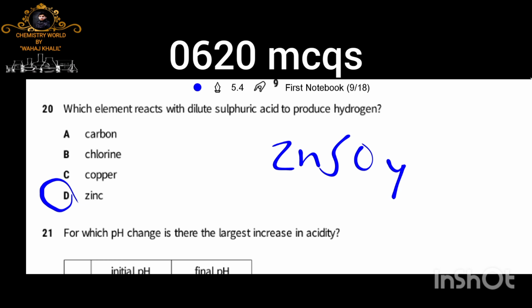Zinc sulfate is produced when zinc reacts with the dilute sulfuric acid. Why not copper? It produces hydrogen gas only when the acid is not dilute. It produces when the acid is concentrated. Chlorine and carbon are not metals.